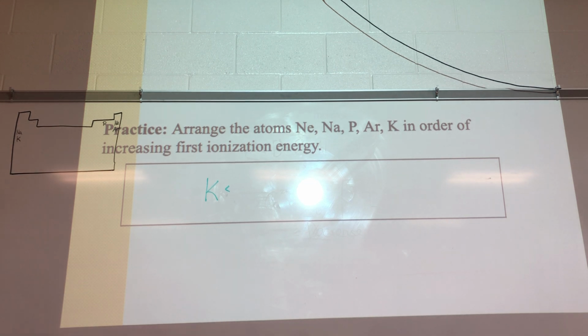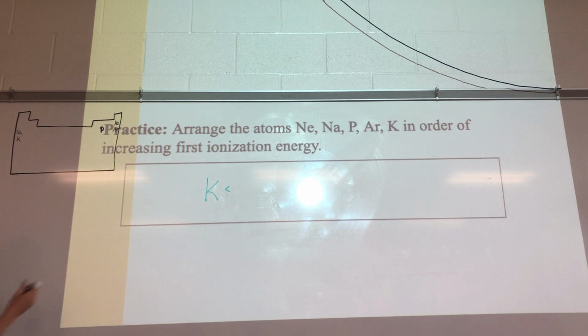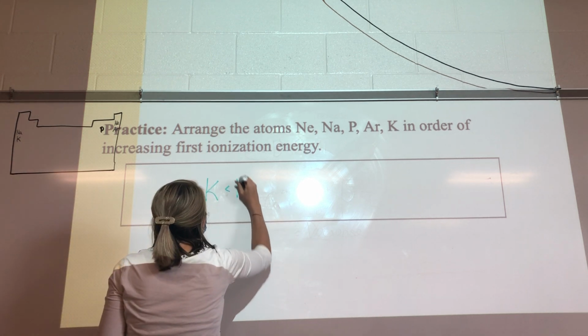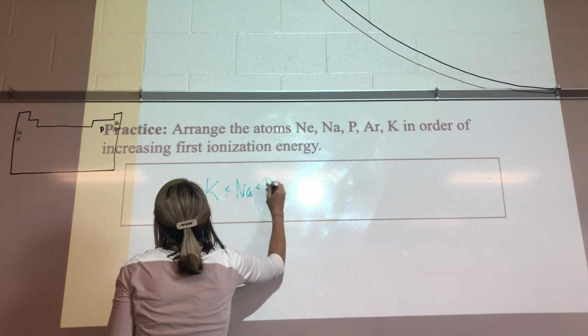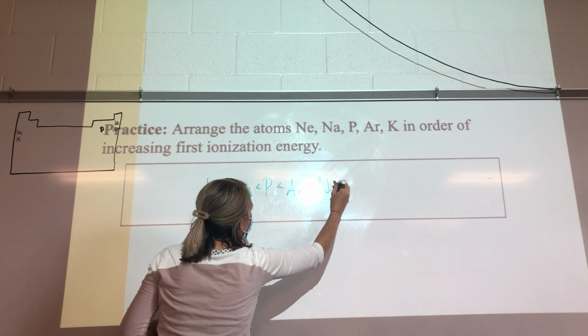Then, these two are on the same row. Did I draw these not in a very good line? Phosphorus. Okay? So those three are all in the same row, so now it's just a left to right trend. So it would go K, then Na, then P, then Ar.